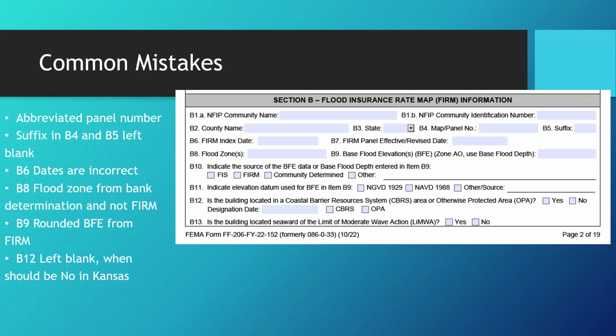Banks can for sure be wrong when they have determinations done. They usually have a third party doing that, and it's not always accurate. They're not usually just people looking at it. It's generated by a computer that looks more at property lines than the actual structure, so there could be a mistake there. Another mistake is using the rounded base flood elevation from the FIRM instead of doing the actual calculation, and then having B12 left blank when it should be checked off as no.